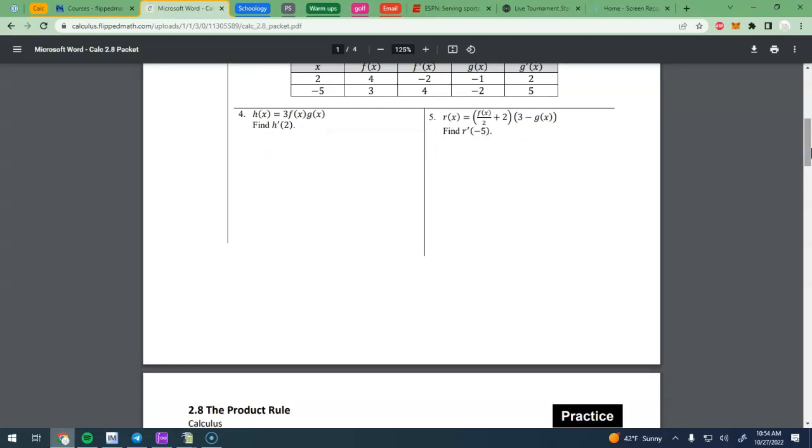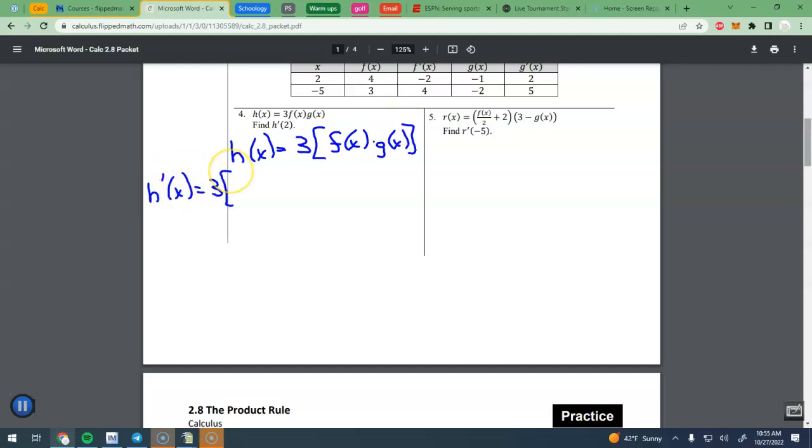So if I do 4 here, I would recommend rewriting h of x like this, 3 times f of x times g of x. Why I'm doing that is I'm going to put the 3 outside of my entire product. So that 3 just kind of coasts, it drops down. So the 3 is going to drop down here as well.